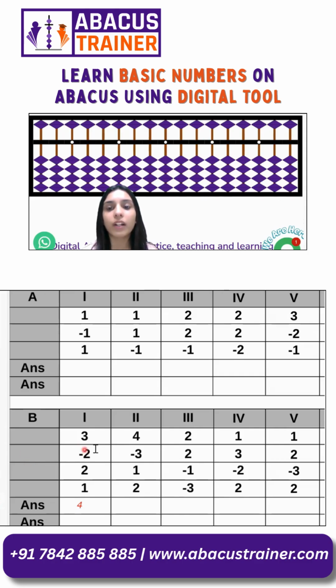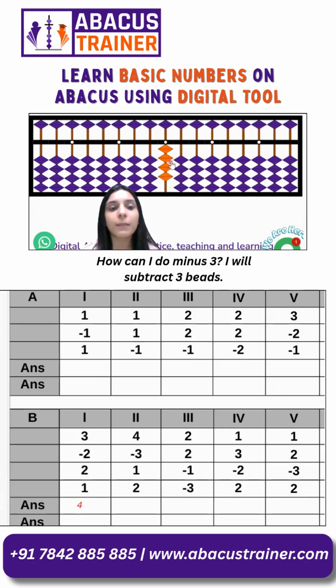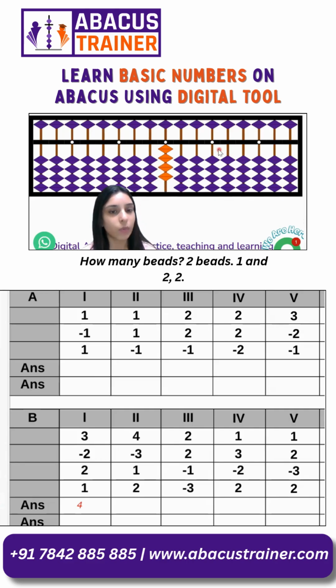4. I have to add a 4. So how many beads for 4? 1, 2, 3, 4. You will not add like this. I'm just telling you so that you guys don't face any confusion. This is 4. Now minus 3. How can I do minus 3? I will subtract 3 beads. 1, 2 and 3. Minus 3. Now plus 1. I'll add 1 bead. Now plus 2. How many beads? 2 beads. 1 and 2. My answer is 4.